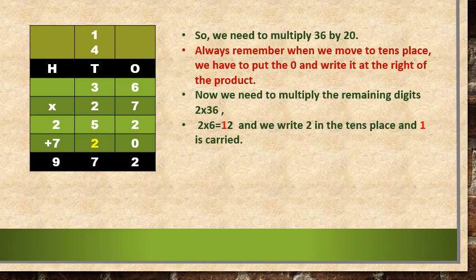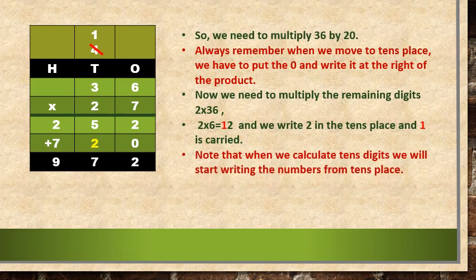Now 2 into 6 gives us 12, and we write 2 in the tens place and 1 is carried. Okay. Please note that when we calculate tens digits, we will start writing the numbers from tens place. Okay? Now 2 into 3 gives us 6 plus 1 for carryover. Okay? So 6 plus 1 gives us 7.